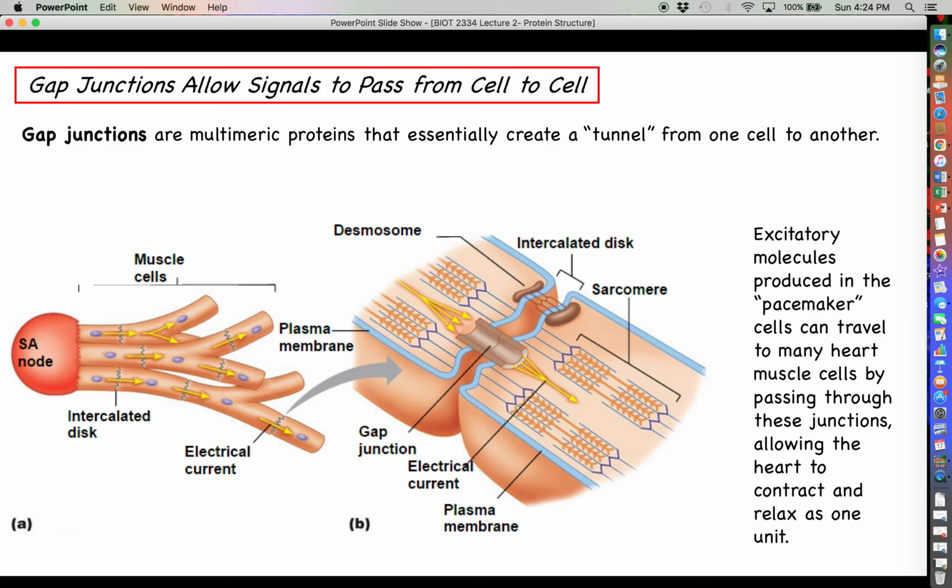The idea of how your heart beats, and if you want to learn more about this, you could maybe take my human physiology class another time. The way this works is that the pacemaker, which is called the sinoatrial node of the heart, produces excitatory molecules that are going to spread throughout the cardiac muscle of the heart, and these excitatory molecules can move from cell to cell through these open gap junctions. This allows all the different cells that make up the cardiac muscle of the heart to all get excited at the same time so that they can contract and relax as individual units, and we can get an effective mechanism for pumping blood throughout the body.